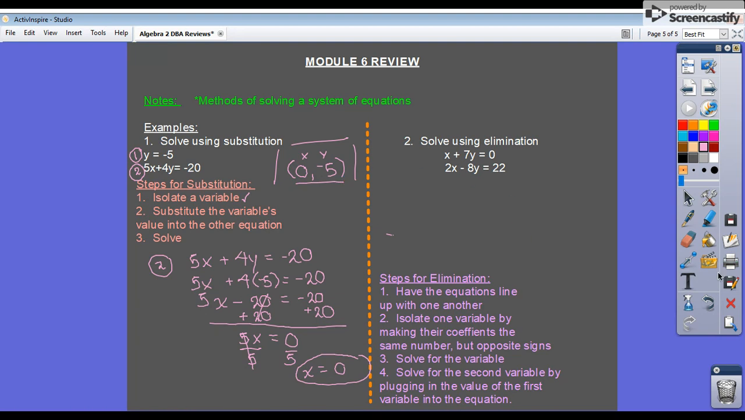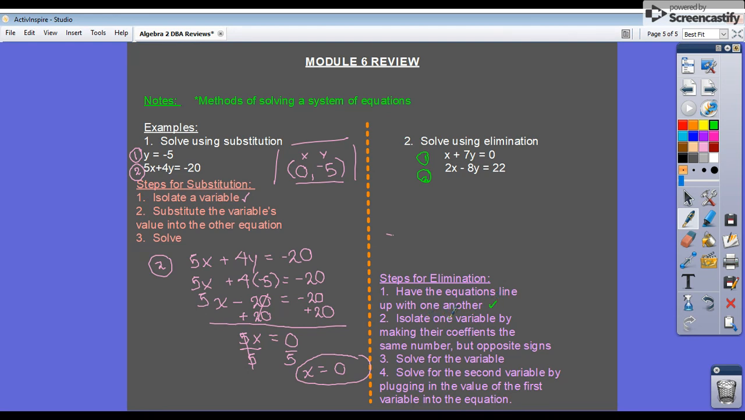And now for elimination, the steps are a little different. First off, you would like to have the equations line up with each other. So if you look at the equations given to you in number 2, equation 1 and 2, they're already lined up with each other, meaning the x's are lined up together, the y's are lined up after the operation, and after the equal sign, the constants are lined up. So this is how we want it to be. If not, we'll move it around so that the variables line up with one another as well as the constants. So step 1 is already done.